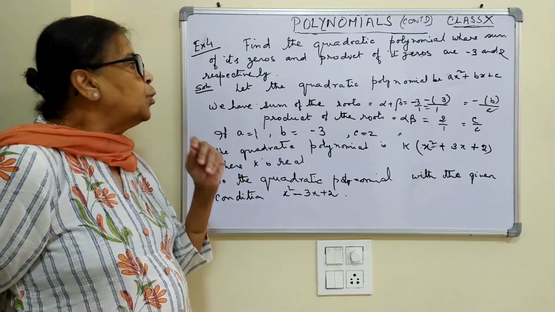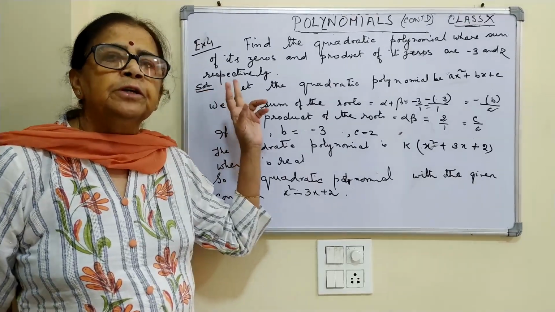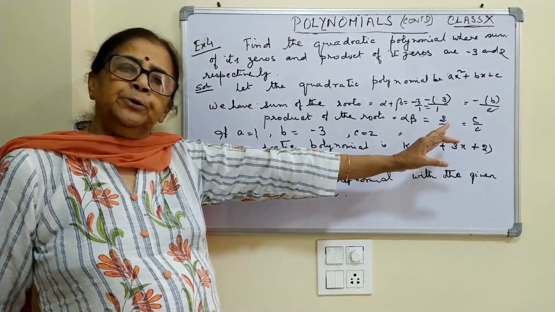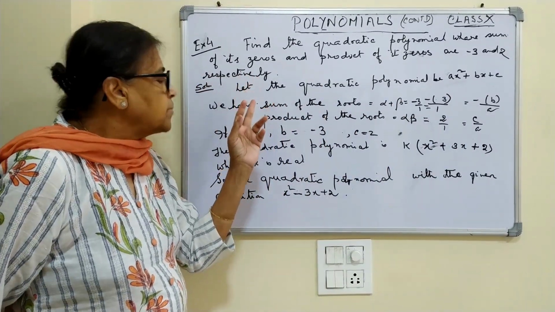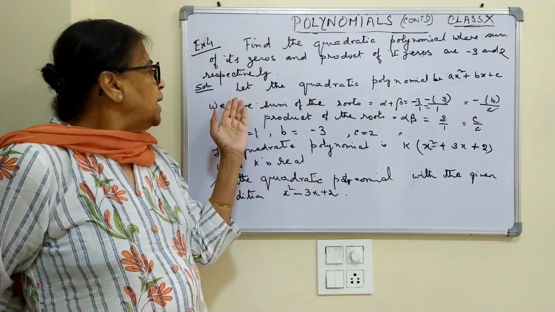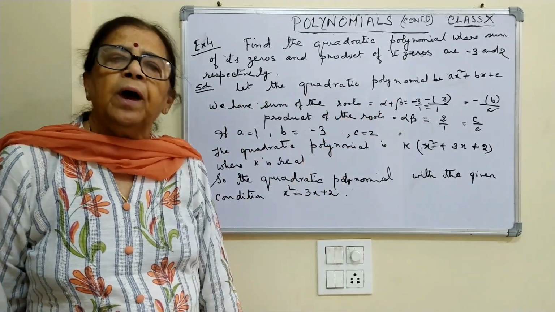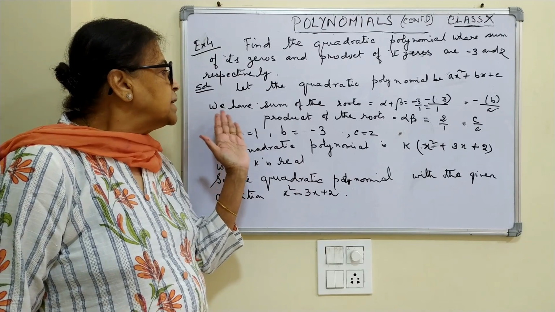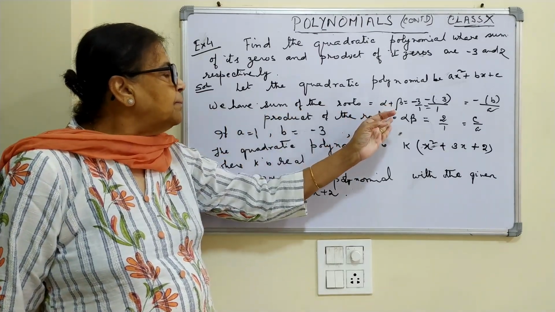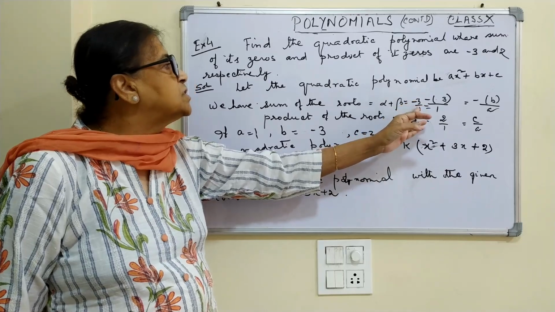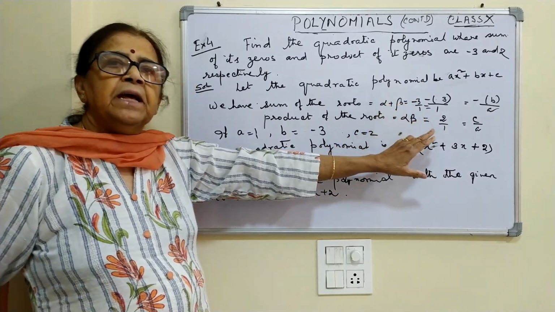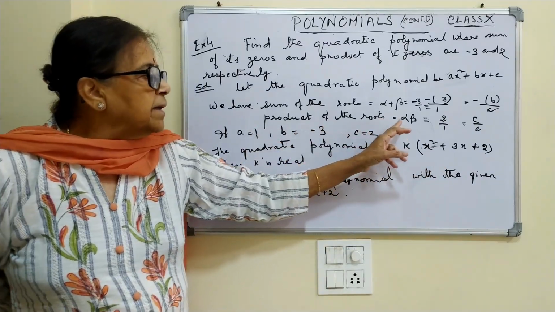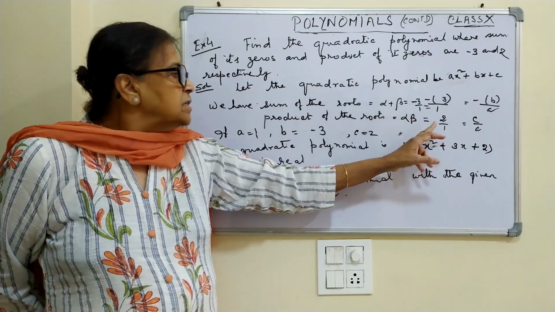Exercise 4. Find the quadratic polynomial where the sum of the zeros and the product of its zeros are minus 3 and 2 respectively. Solution. Let the quadratic polynomial be ax square plus bx plus c. So we have the sum of the roots alpha plus beta is equal to minus 3, which can be written as minus 3 by 1, and the product of the roots alpha beta is 2 by 1, that is c by a.